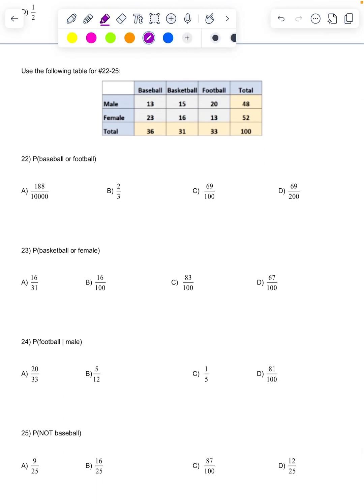Baseball or football. So I'm going to highlight my baseball people. I'm going to highlight my football people. There is no overlap there. So with the or, I don't have to worry about subtraction. It's just addition. So 36 out of 100 total people like baseball, and 33 out of 100 total people like football. I'm using a denominator of 100 because there's no given line. So that's going to make 69 out of 100 people. So my answer for this one would be C.